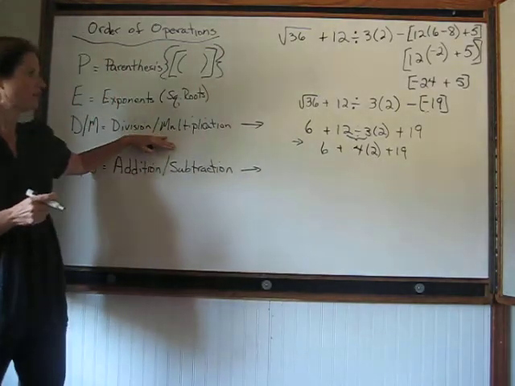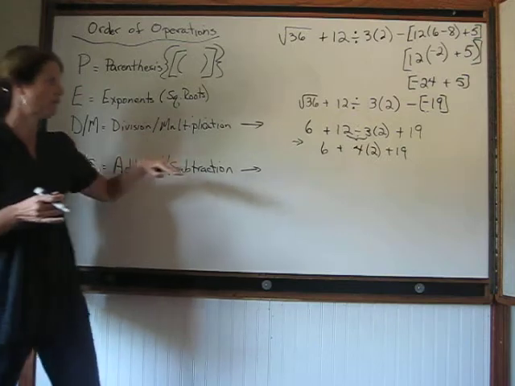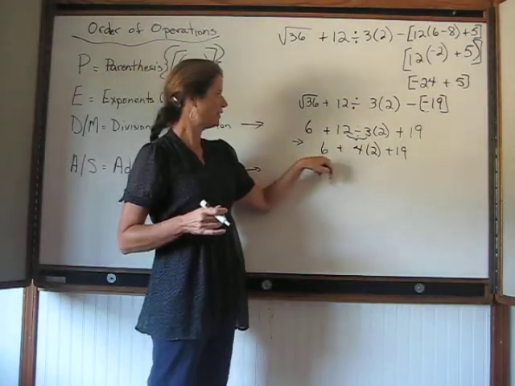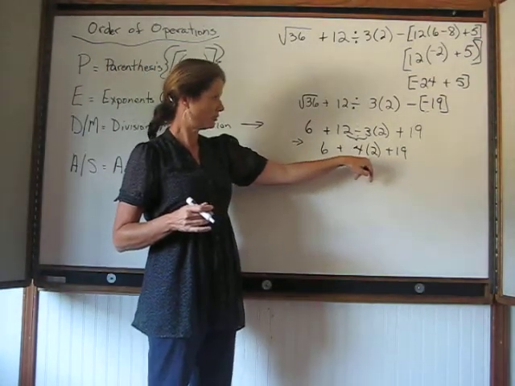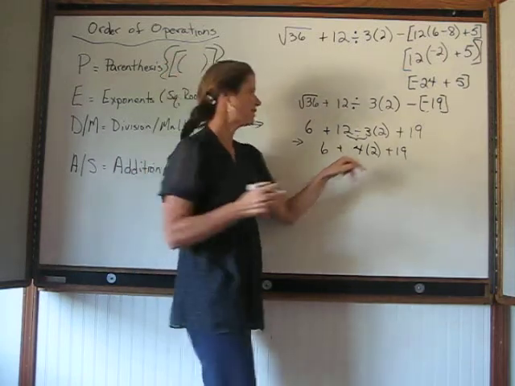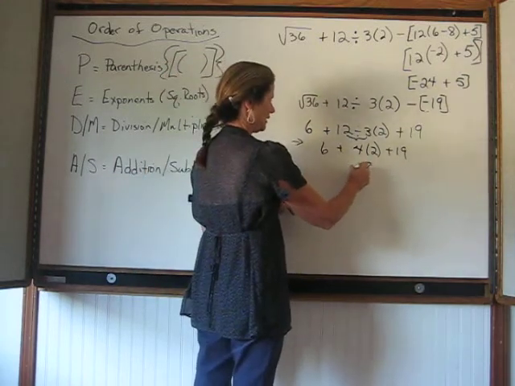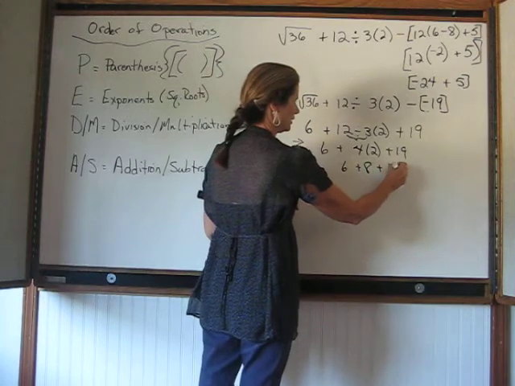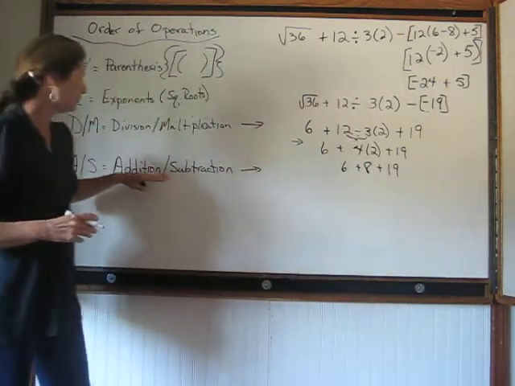Now, we're still here. Division and multiplication, working left to right. We start here, we move to the right. We see 4 times 2 is 8. So we write that in, and we keep writing. Okay? Now we're to the very last step.